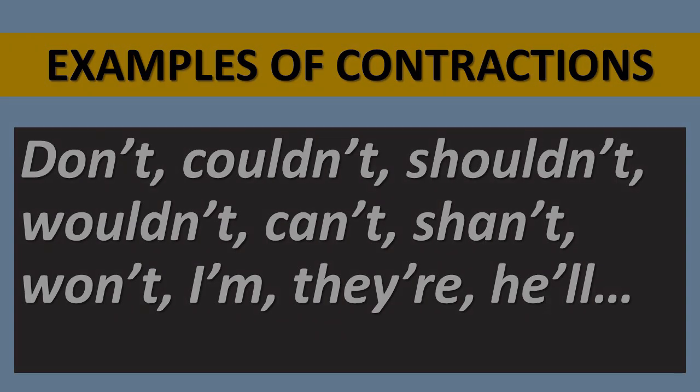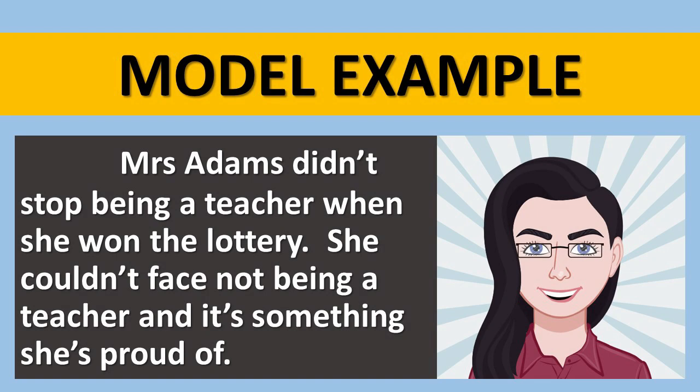Here's an example of 2 sentences that have contractions. Mrs. Adams didn't stop being a teacher when she won the lottery. She couldn't face not being a teacher, and it's something she's proud of. So we've got a number of contractions being used in those sentences.